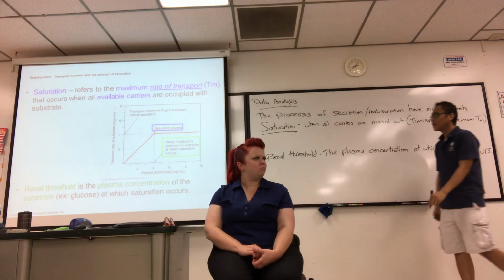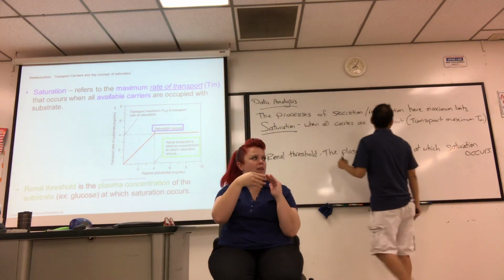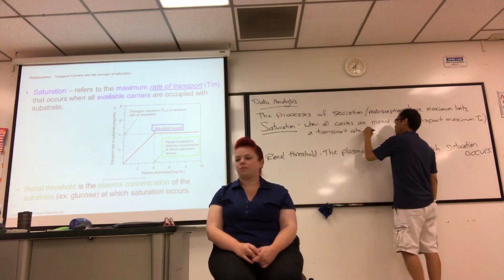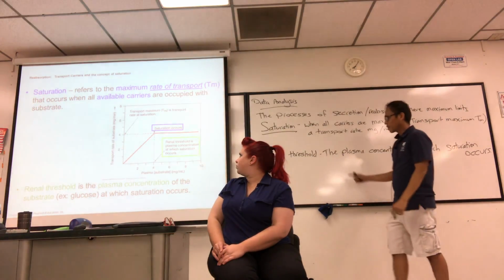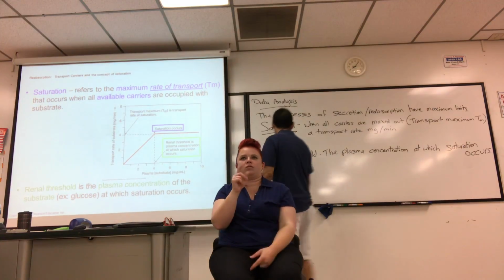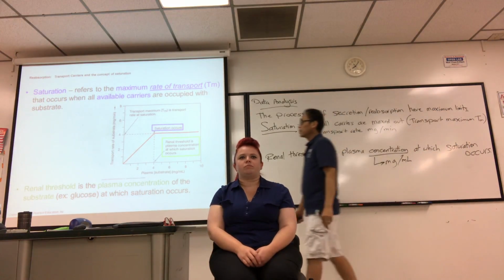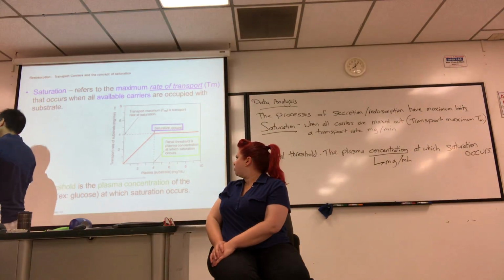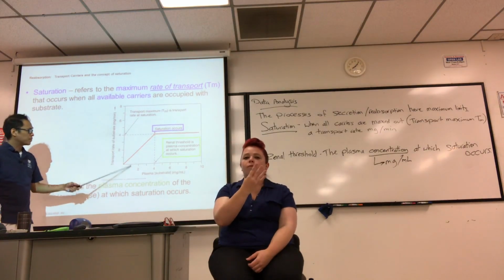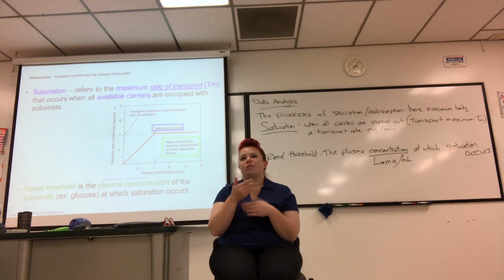You have to pay attention to the units. For saturation, you're moving some amount per unit time, so here they have mgs per minute. It's a rate, a transport rate in mgs per minute. But the plasma concentration at which that occurs has different units. It's a concentration, so mgs per unit volume, mg per mL. If you're reading this data correctly, saturation is 4 mg per minute, and the renal threshold is 4 mg per mL.